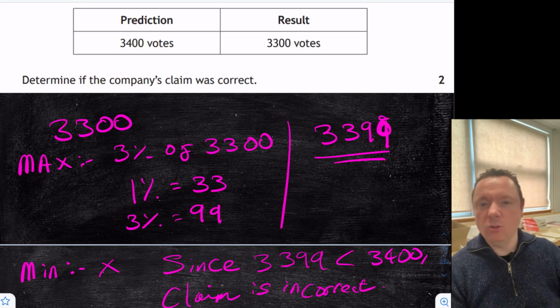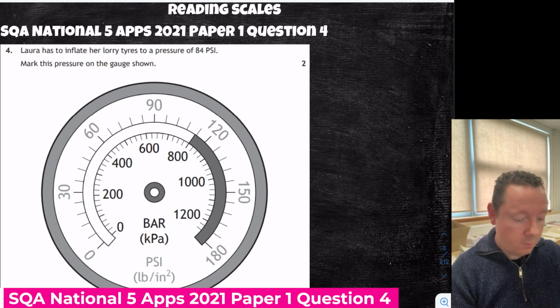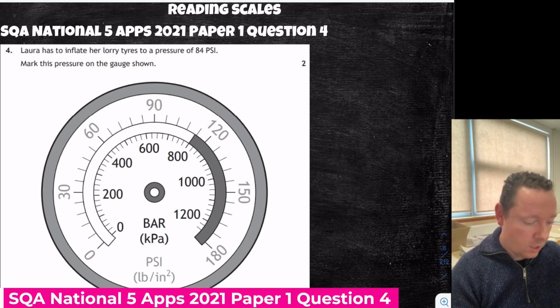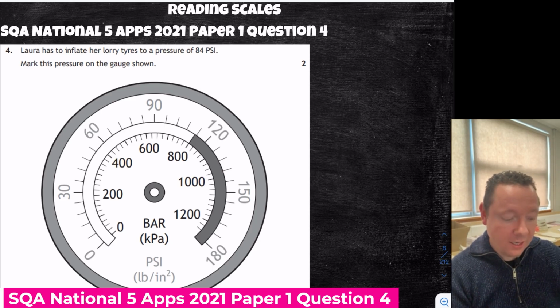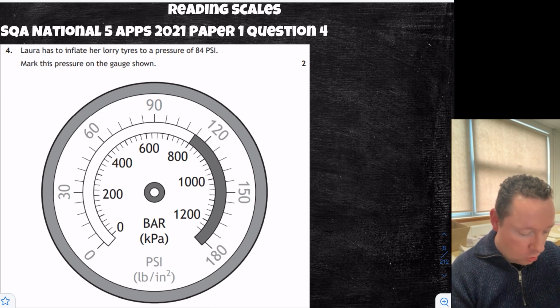Now you might be able to say, well, it's only one off, but one off is still one off, so it's still incorrect. National 5 Apps, 2021, Paper 1, Question 4, reading scales. Laura has to inflate her lorry tyres to a pressure of 84 psi. Mark this pressure on the gauge shown.